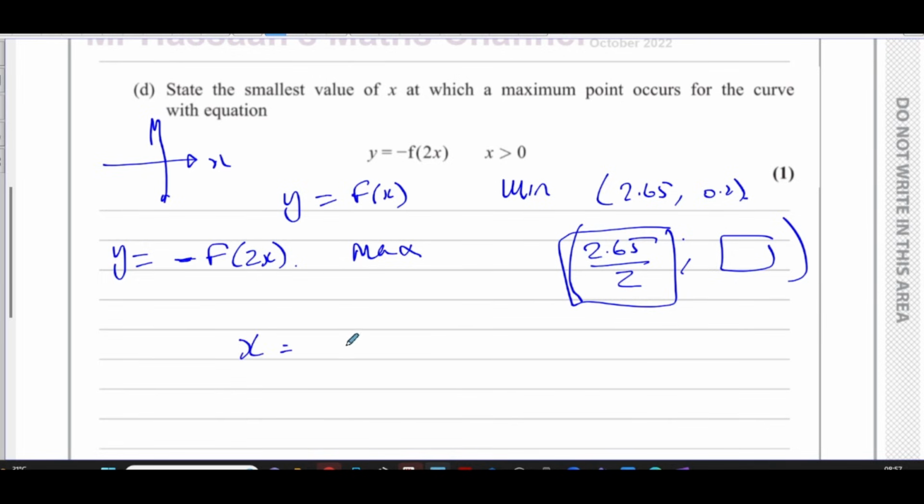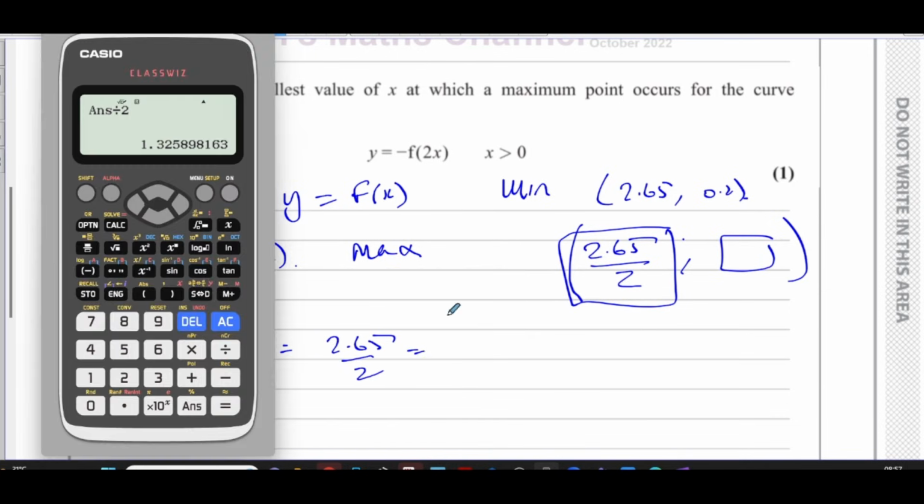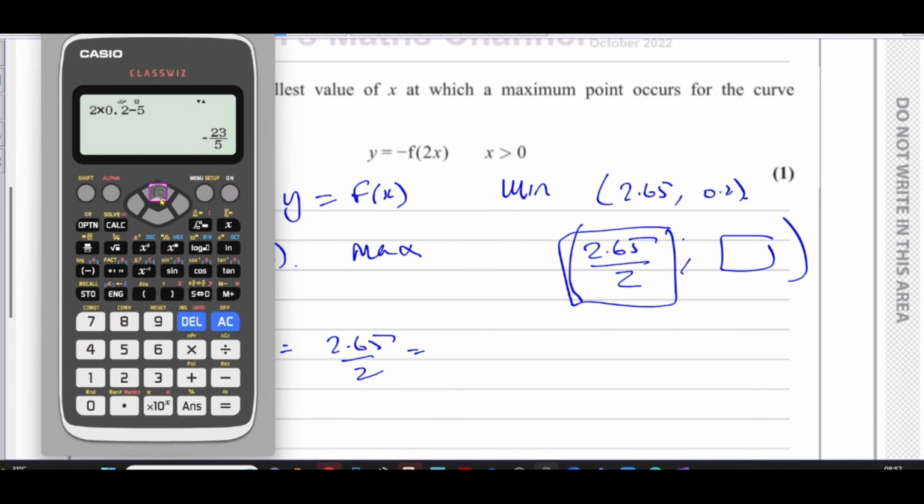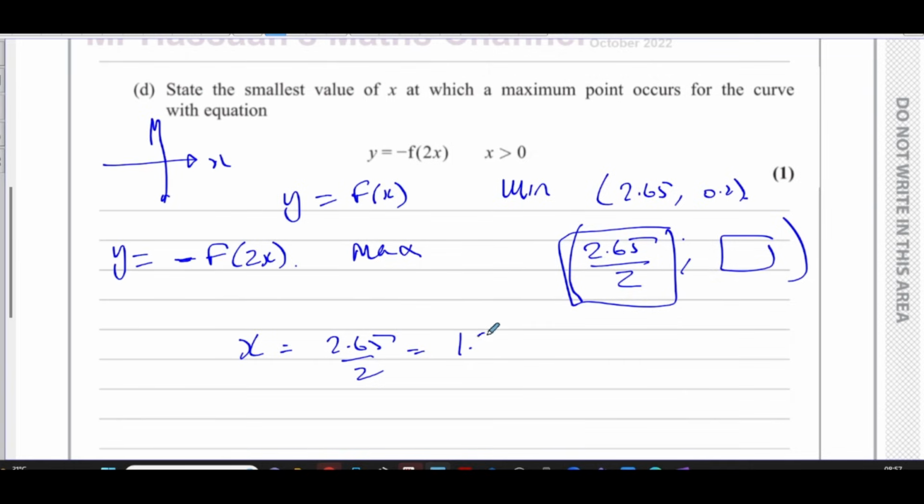So our answer for the x coordinate is going to be just 2.65 divided by 2, which gives us 1.325, 1.33. In fact, I'll take the more accurate value that we had before and divide that by 2, just to give us a more accurate 1.33. Yeah, that's fine. So 1.33, I'll write it to 3SF as well. So that's the smallest value of x at which the maximum point occurs. That's the x coordinate of the maximum.